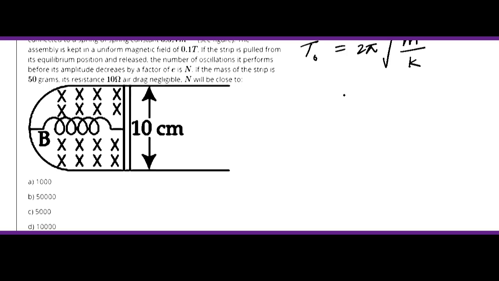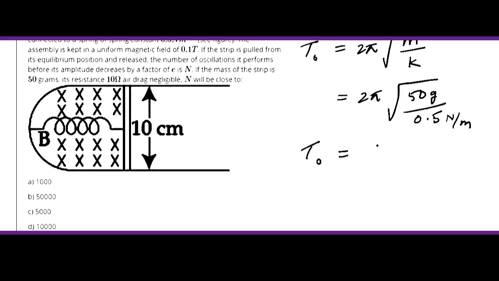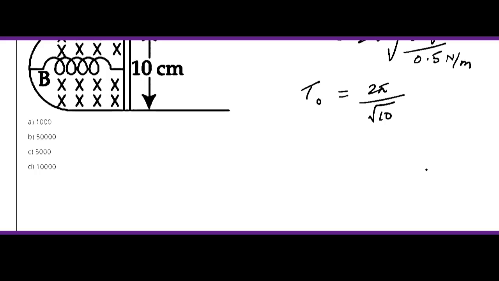So I'm substituting all those things. Let me substitute 50 grams upon spring constant 0.5 Newton per meter. I'm going to simplify as per SI unit, so I'm converting 50 grams to kilograms, we all know that. Then simplifying, I will get the value of T naught is equal to 2 pi upon root 10. This is what we will obtain upon simplification.